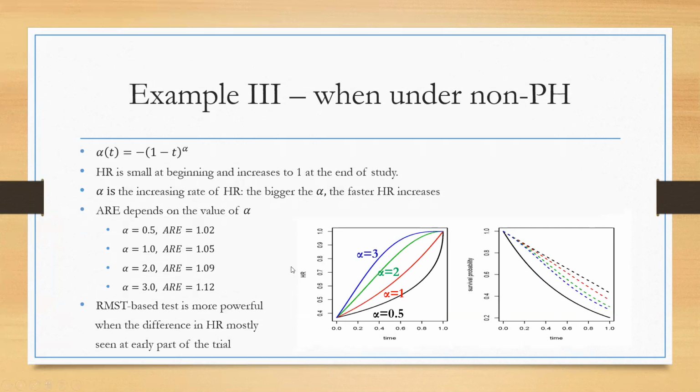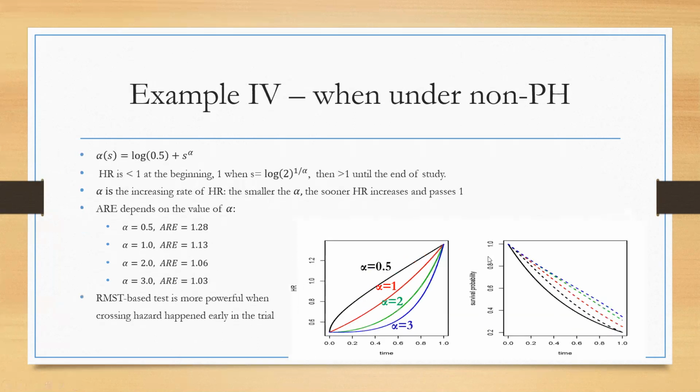So it all depends on the alternative. Here is a more extreme case. You can see the treatment arm is still above the control arm everywhere, right? So the survival curves did not cross, but the hazard ratio actually crossed one. At the beginning, the treatment is beneficial, but at the end of the study, it actually becomes harmful in terms of hazard ratio. So in this case, you can see the ARE becomes greater than one, and sometimes RMST is much more powerful than the log-rank test, because the log-rank test would need 30% more patients to recover the power, right?